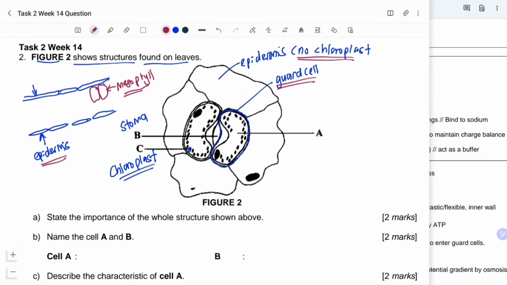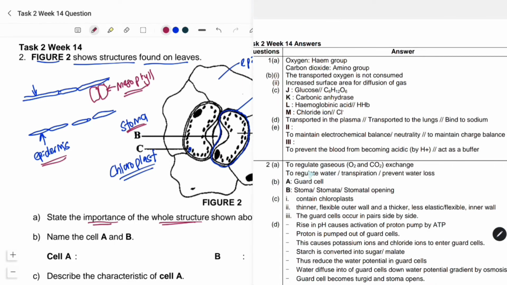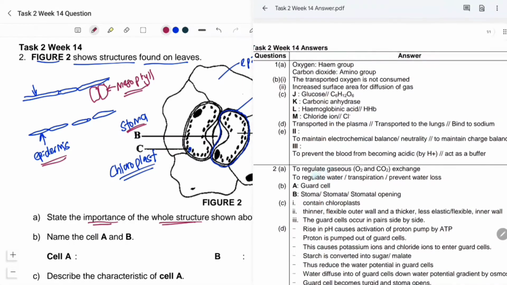Okay, question 1. State the importance of the whole structure. So the whole structure akan create the stoma. So basically dia nak tanya apakah importance of stoma. So the first importance of stoma is untuk regulate ataupun untuk control gaseous exchange. Okay, ataupun transfer of gas between the leaves and the atmosphere. Okay, itu gaseous exchange lah. So itu function yang pertama.